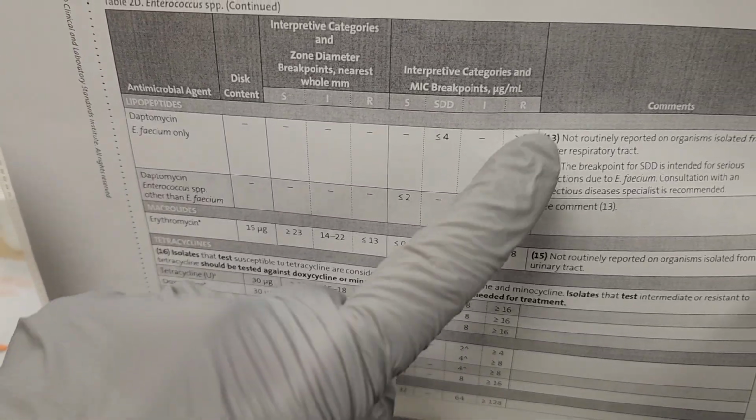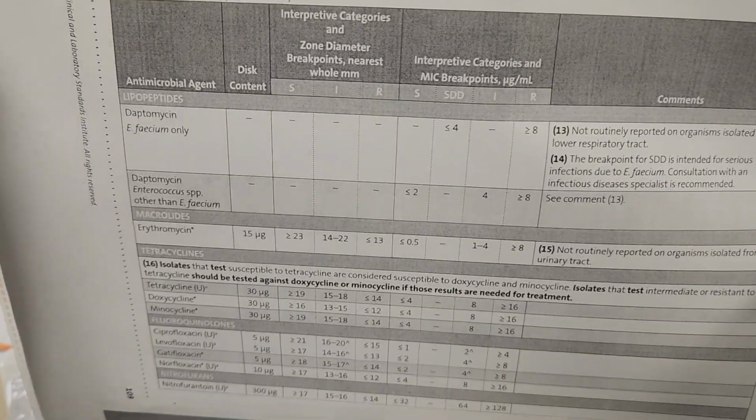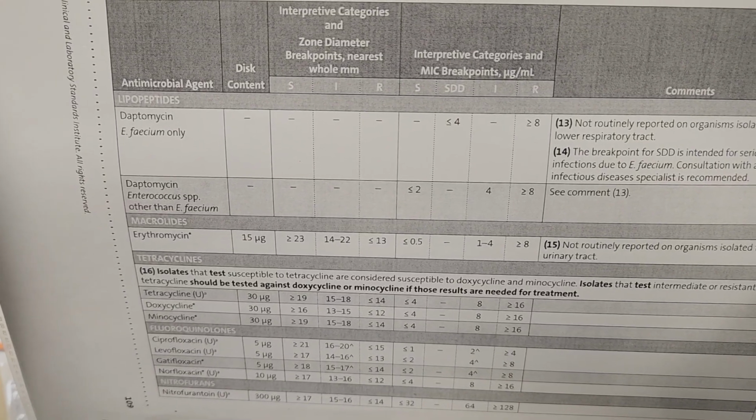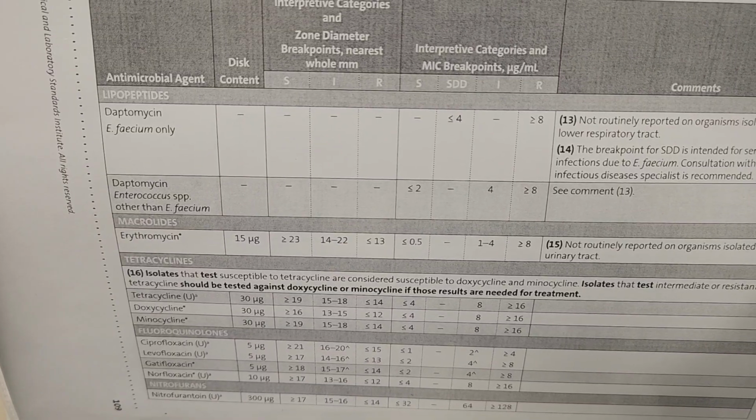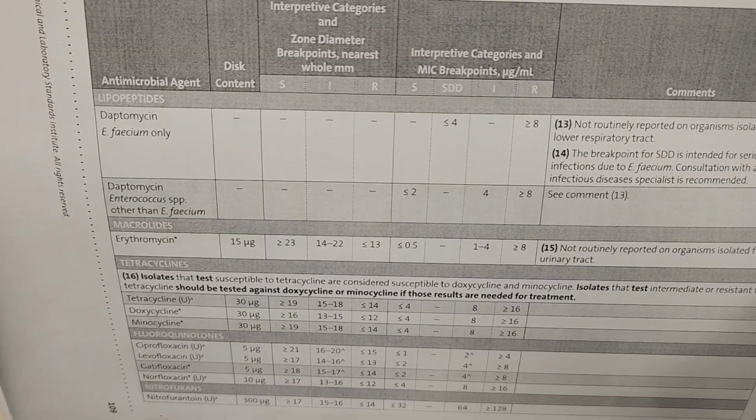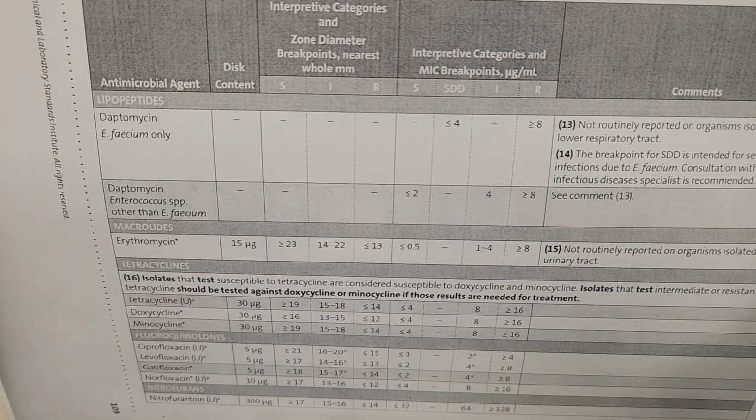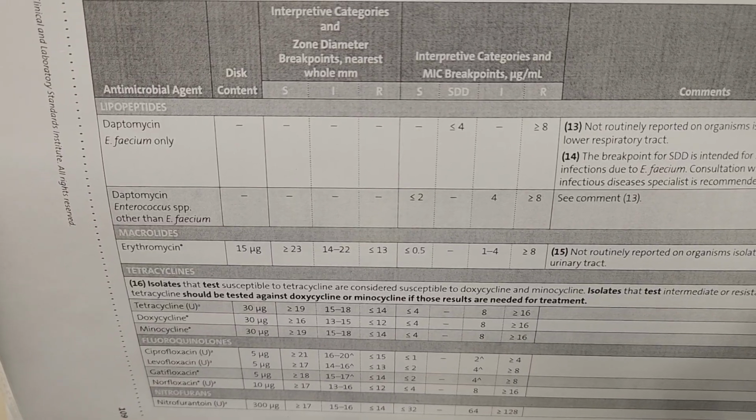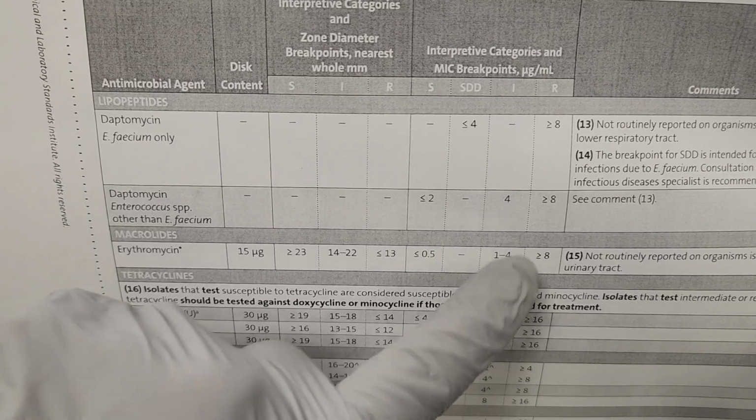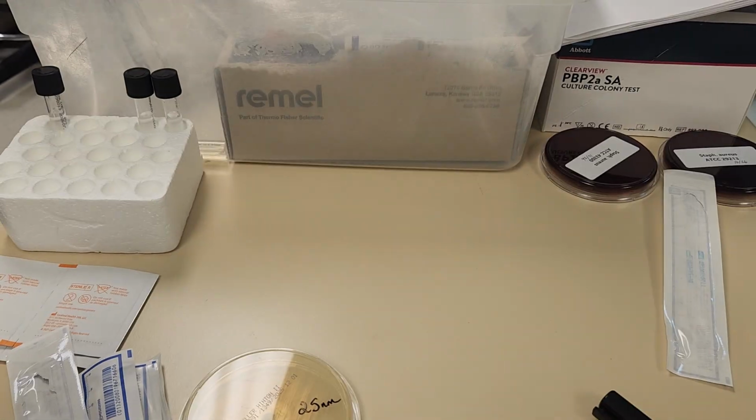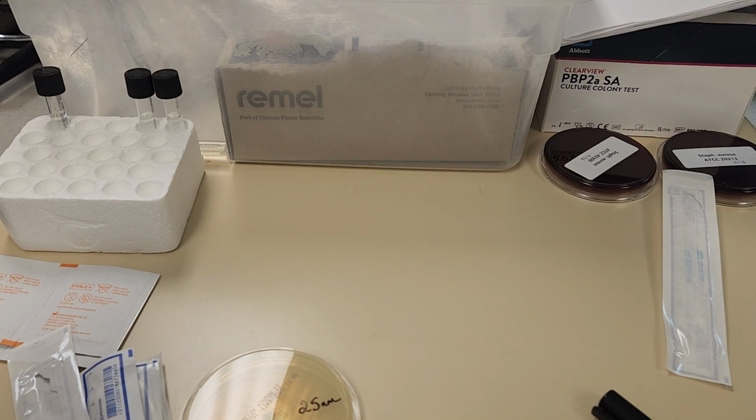So now I'm looking at the interpretive category for the MIC breakpoint, because once again, the Etest is an MIC. It says if it's less than or equal to 2, then it's susceptible. If it's 4, it's intermediate. And if it's greater than or equal to 8, it's resistant. Our Etest for that daptomycin was 2 micrograms per mil, so I can see that 2 micrograms per mil is susceptible. In this case, our daptomycin would be interpreted as susceptible versus the Enterococcus faecalis.